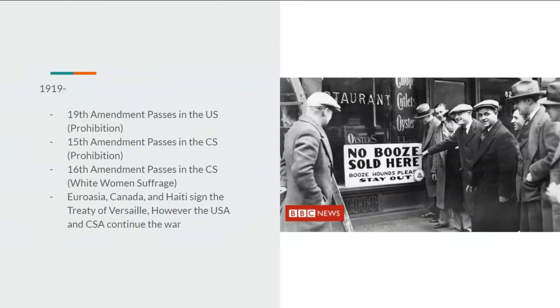In 1919, the 19th Amendment is passed in the United States, which is prohibition, as well as the 15th Amendment passes in the Confederacy, which is also prohibition. The 16th Amendment finally passes in the Confederacy, which gives white women the right to vote. Wilson's like, you know what, fine, I'll give white women the right to vote. Of course, and also Eurasia, Canada, and Haiti signed the Treaty of Versailles.